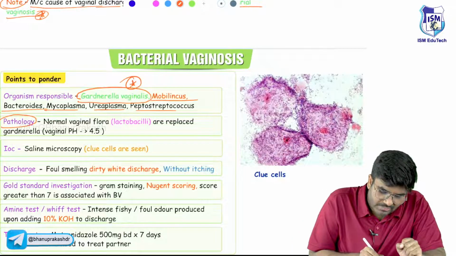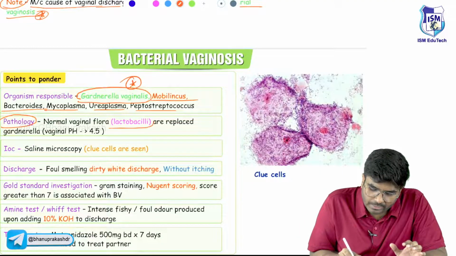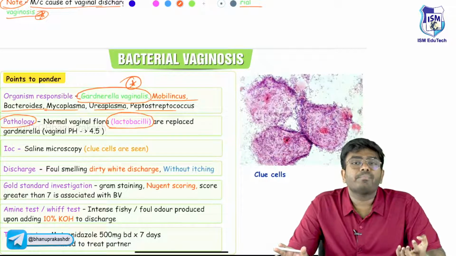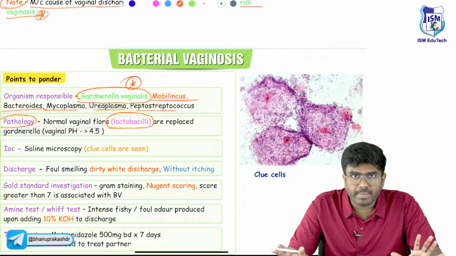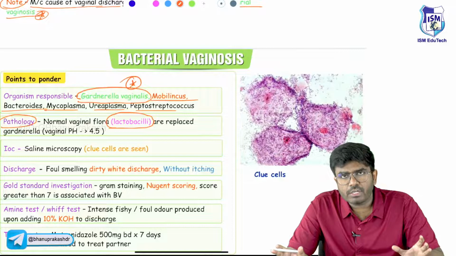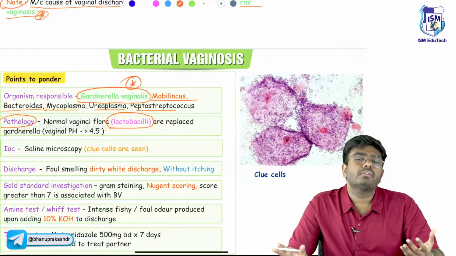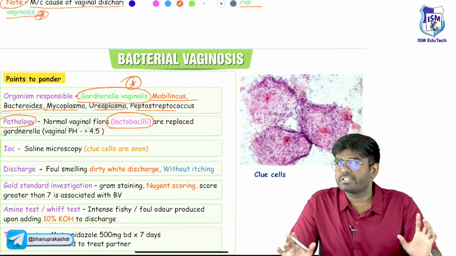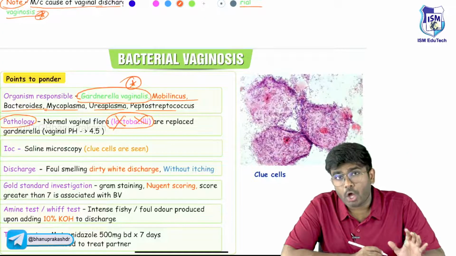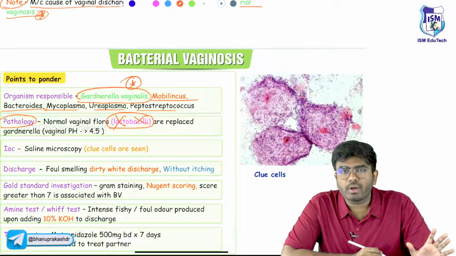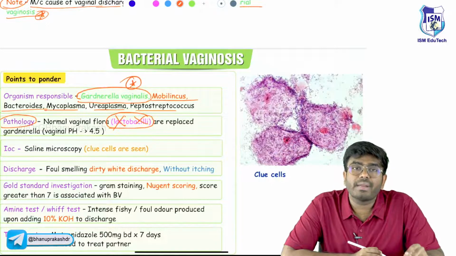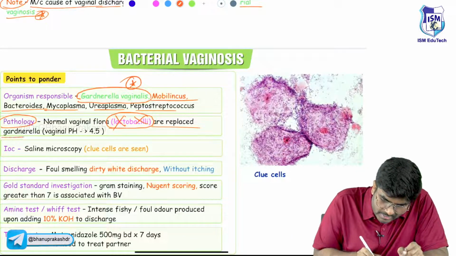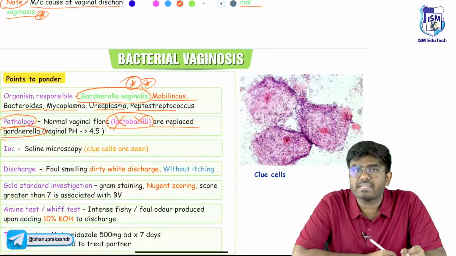Now what is the pathology? Normally in the vagina, lactobacilli are present. This lactobacilli is a healthy bacteria usually present in the vaginal canal, and it always produces lactic acid, so the acidic environment is maintained. Because of this acidic environment, there is no growth of bad bacteria in the vagina. But if you lose the lactobacilli for any reason, the normal flora is lost, and the acidic environment is automatically lost. In place of good bacteria, bad bacteria take over and lead to infections. So the normal vaginal flora, the lactobacilli, is replaced by Gardnerella vaginalis.